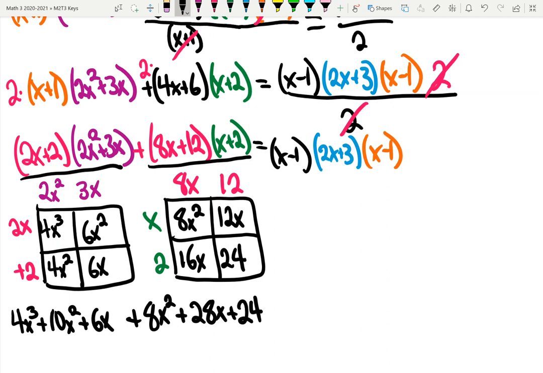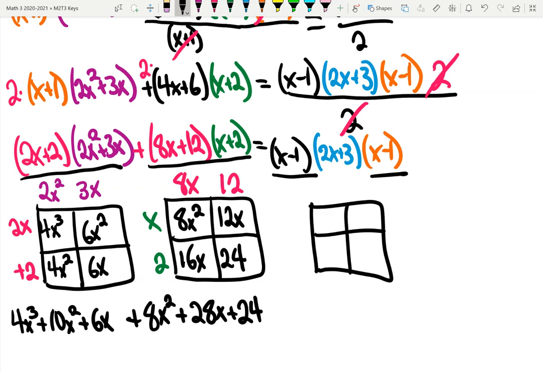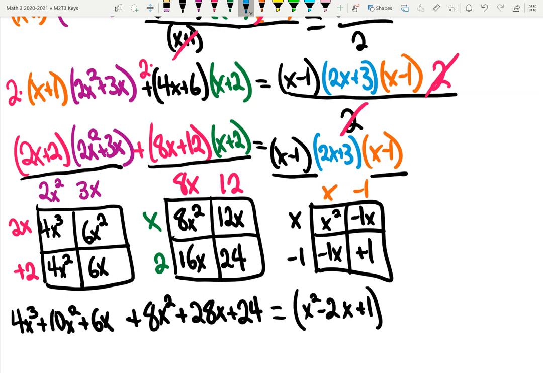And to avoid frustration, I am going to multiply these two separately. I'm going to do this bit first. X minus 1 times x minus 1. X times x is going to be x squared, negative 1x, negative 1x. And then this is going to be positive 1. So this is all going to be equal to x squared minus 2x plus 1 times 2x plus 3.